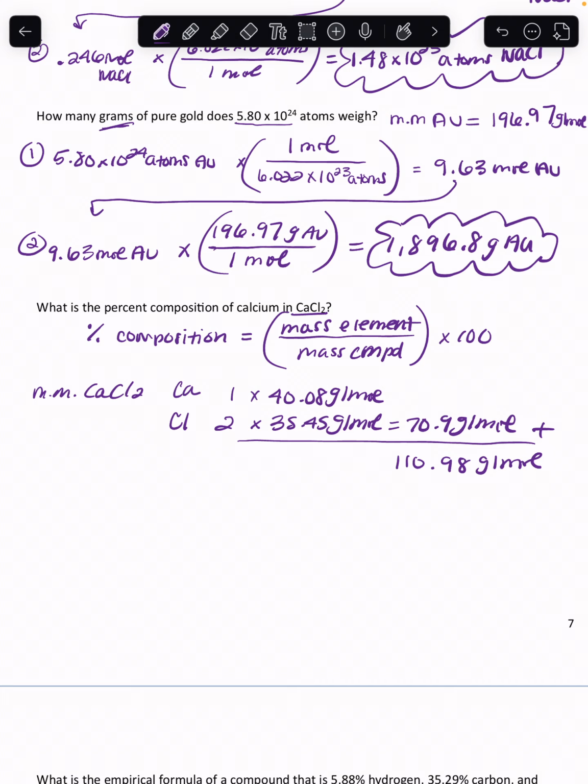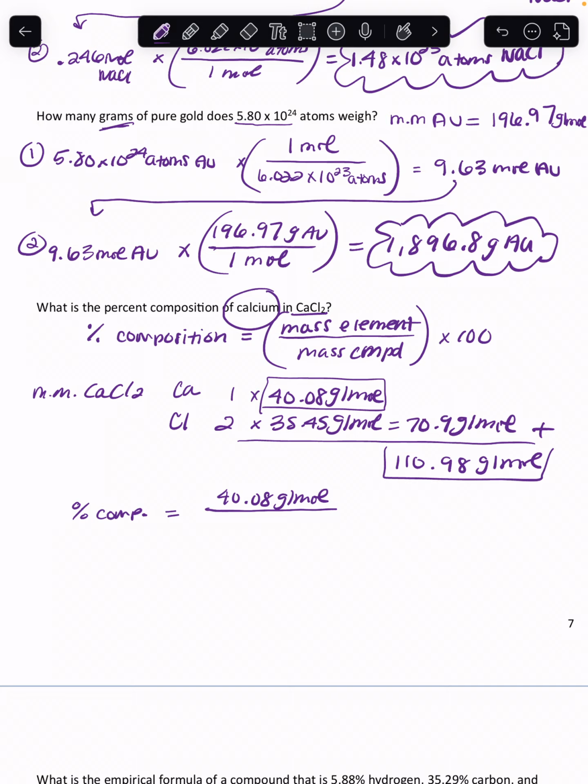That is the mass. So I just have to plug these numbers now into my percent composition formula. Mass of my element of calcium is just going to be this number, 40.08 grams per mole, divided by this number, 110.98 grams per mole, and then multiplied by 100. My grams per mole will cancel, and I will end up with 36.15% calcium.